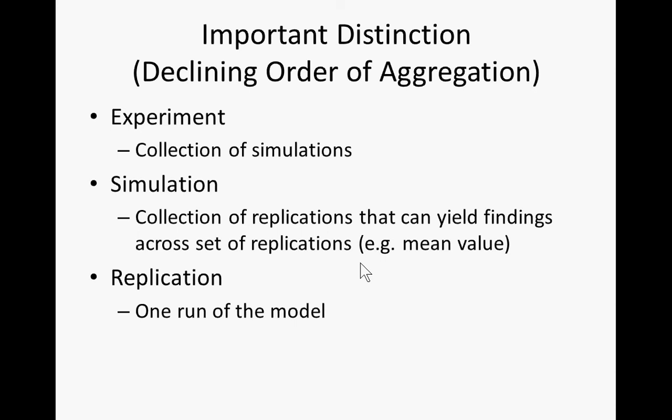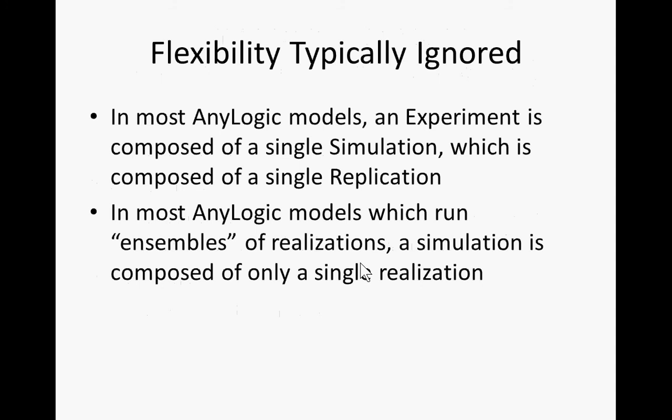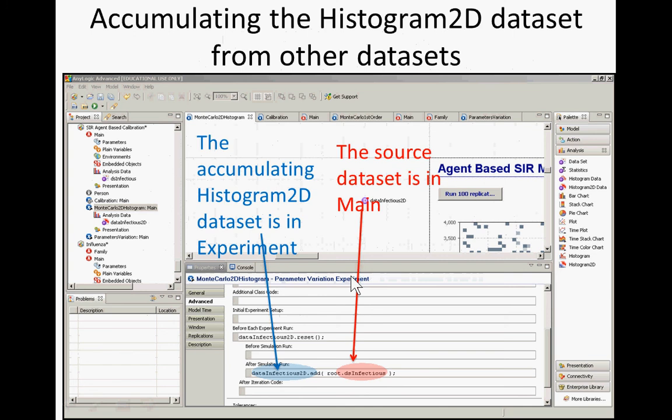Now what makes this a little bit confusing, occasionally you'll see a bit of inconsistency. The most basic unit: a simulation is the same as a replication. So in most AnyLogic models, which run ensembles of realization, the simulation is composed of only a single realization. Okay, so this is where we start to get closer to answering Diana's question.